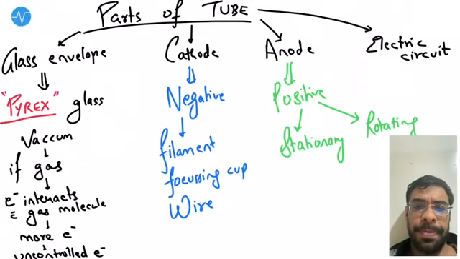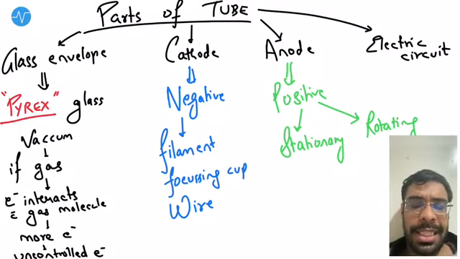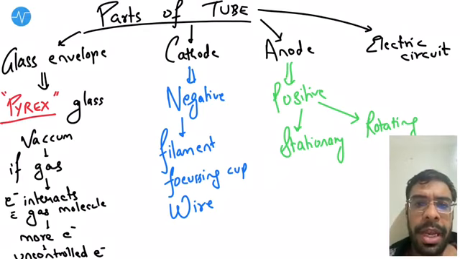Parts of the tube: glass envelope, cathode, anode, and electric circuit. Let's first learn about the glass envelope. Glass envelope is the housing in which we have the cathode and anode. This glass envelope is made up of Pyrex glass. Remember the word Pyrex.